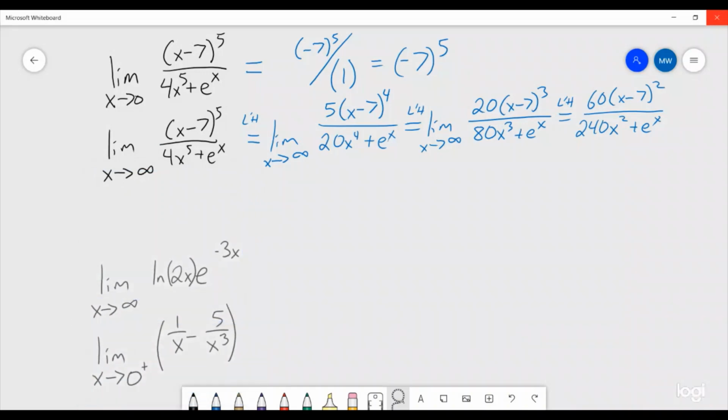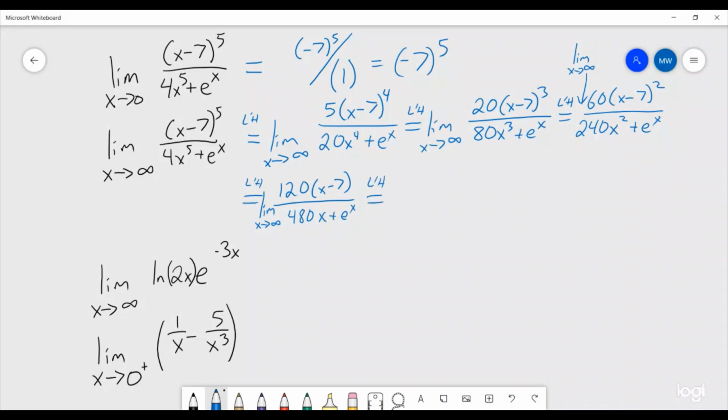So that's equal to, using L'Hopital's rule, the derivative of the top is 120 times (x minus 7). Whoops, forgot the limit. Limit as x goes to infinity. Forgot that here too. So there should be a limit as x goes to infinity right there. Divided by 2 times 240 is 480x plus e to the x. It's still infinity over infinity. So we use L'Hopital's rule again, and we get the limit as x goes to infinity of 120 divided by 480 plus e to the x.